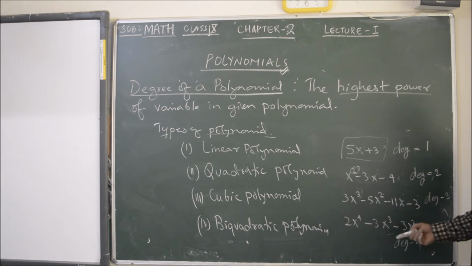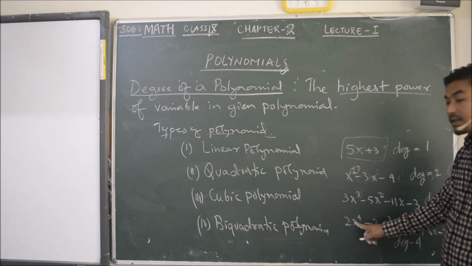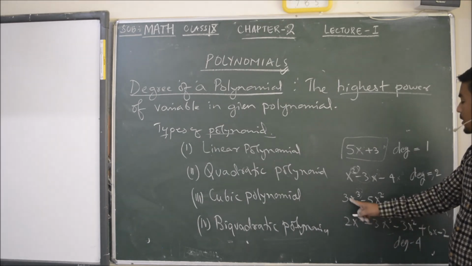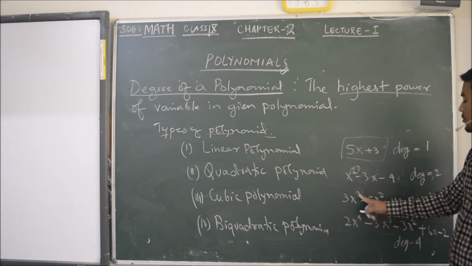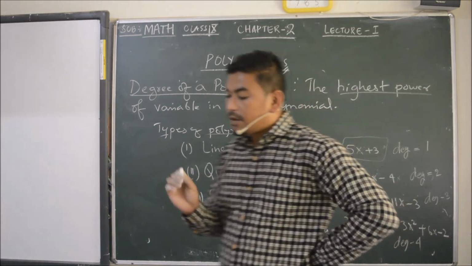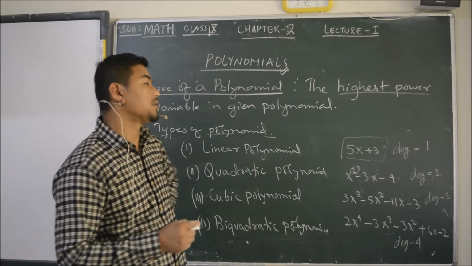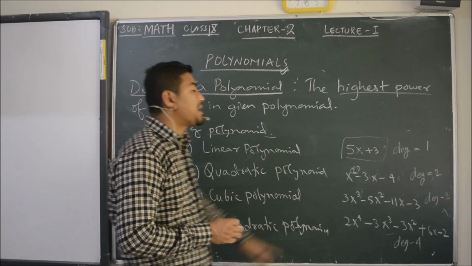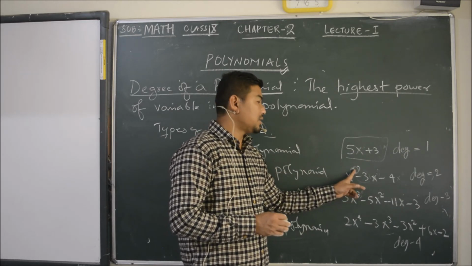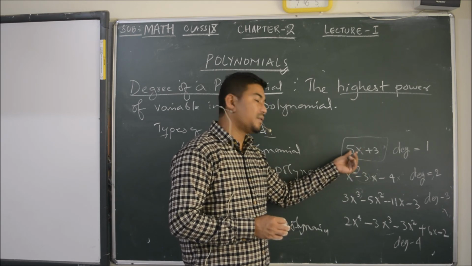Similarly, here 2 is the coefficient of x power 4. Here 3 is the coefficient of x power 3. You just look for the number which is before the variable. That number is called the coefficient. That variable may have power 1 or power 2, it doesn't make any difference. Here the power is 1, that is why 5 is the coefficient of x.